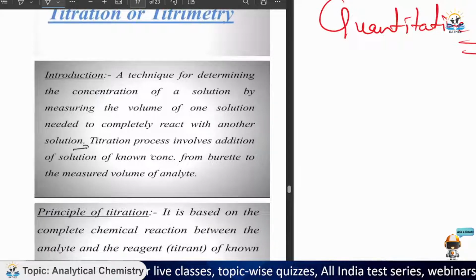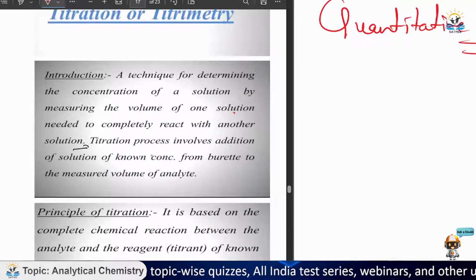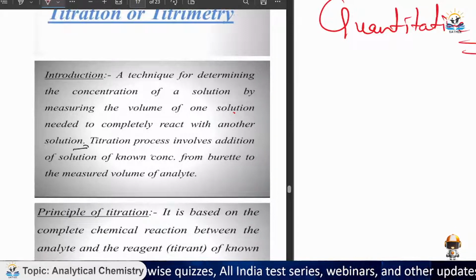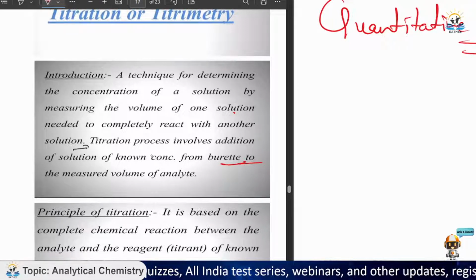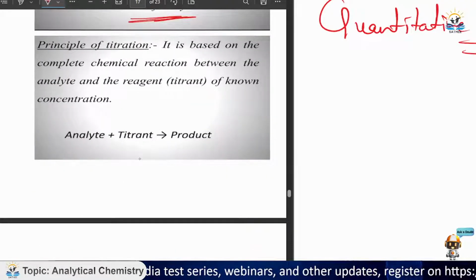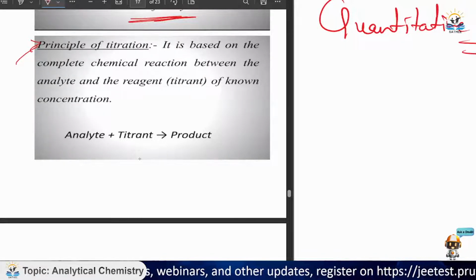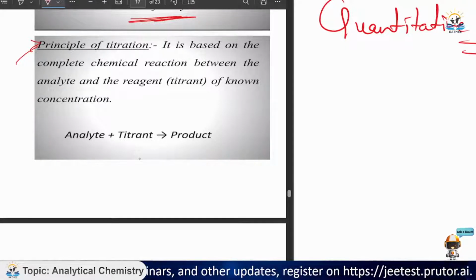Okay, here it is all black, I noticed. The titration process involves addition of a solution of known concentration from a burette to a measured volume of analyte. Now, the principle of titration. Why are we using it, and what is the idea behind the titration which we are doing?